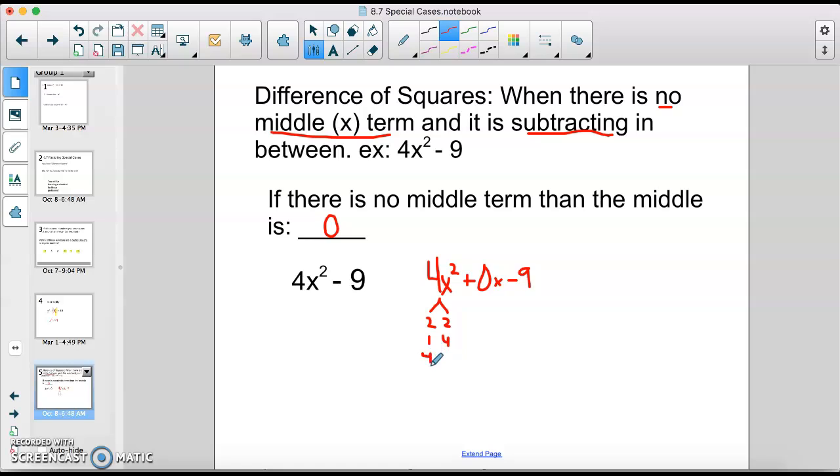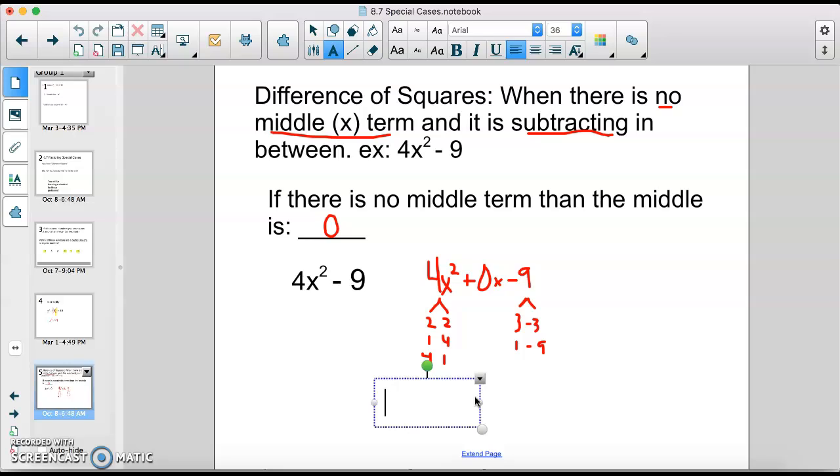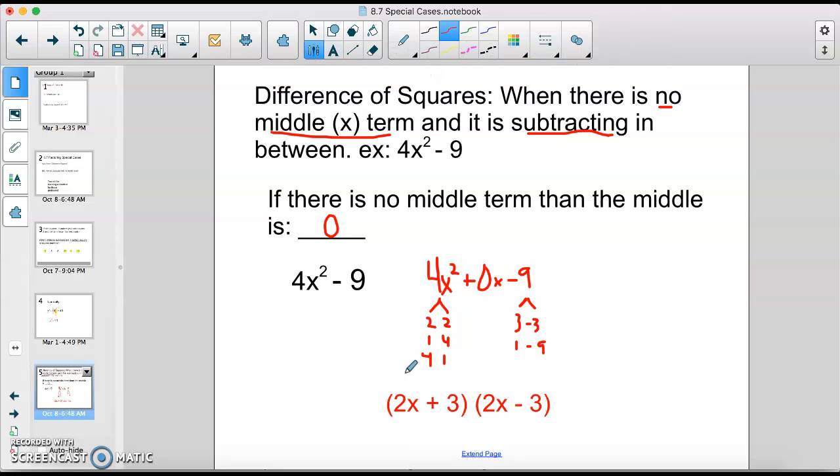So it could also be 4 and 1. And then if I do negative 9, that could be 3. It's negative, it multiplies to a negative, so one of them must be negative. Or it could also be 1, negative 9. And then I'm going to test my values here. If I test the first one, it'd be 2x plus 3 and 2x minus 3. And if I actually go through that, I'd get 4x squared minus 6x plus 6x. Minus 6x plus 6x would give me 0, so that is your answer.